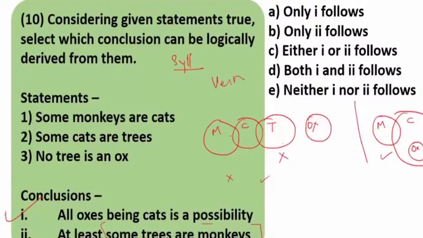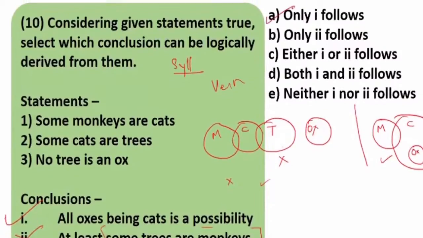Is it true over here? Some trees are monkeys? No. So that means this is not a valid conclusion. Wrong. So only one follows.